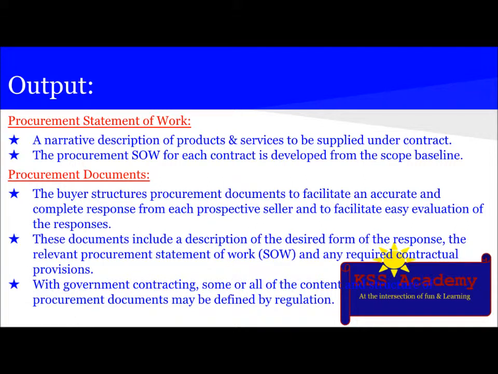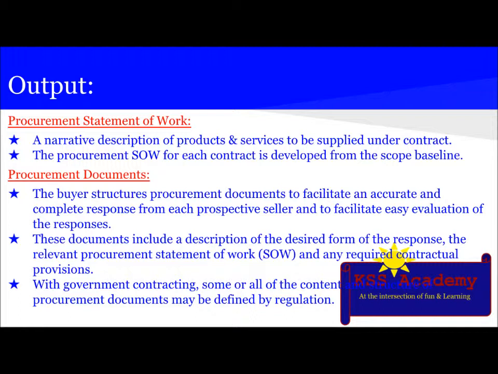So basically the procurement management plan describes how the procurement processes will be managed from developing procurement documentation through the contract closure. And it includes the types of contract to be used. The next output is the procurement statement of work, which includes a narrative description of the product and service to be supplied under contract. The procurement SOW for each contract is developed from the scope baseline.